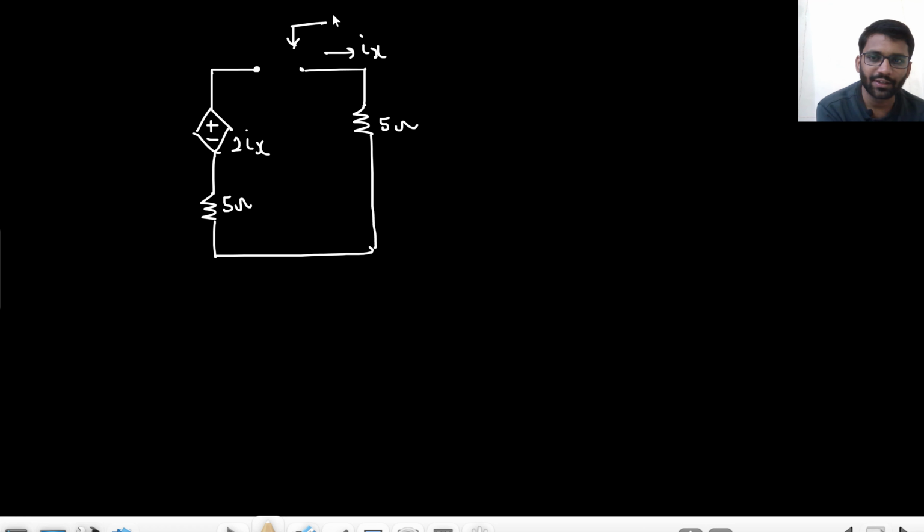Yeah. So here I need to find R equivalent. So what I would do, I will apply a voltage source of VDC, right? I will apply a voltage source of VDC and get IDC out of it. So here what I can see, IDC is minus Ix, right?